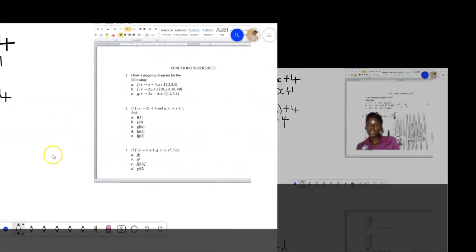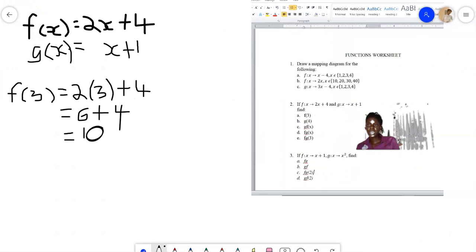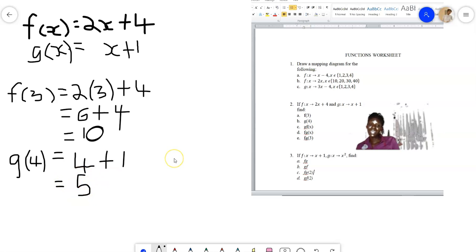And then they ask us for g of 4. Right? So we're going to do the same thing. g of x is x plus 1. So g of 4 is going to be 4 plus 1. The x is 4, which is 5. And that's it for evaluating a function. Wherever you see x in that function, you put the number that they give you. That's how you evaluate a function.